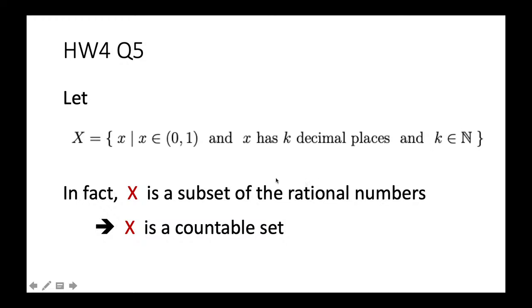some integer. Now notice that X is a subset of the rational numbers, because for each number x that we can see, for instance, let's say x is equal to 0.345, then this number can be expressed as 345 divided by 1000. So it is a rational number, right? So X itself contains numbers, and each of them is a rational number. So it is a subset of the rational numbers. And because we know that the rational number set is a countable set, X itself is also a countable set.